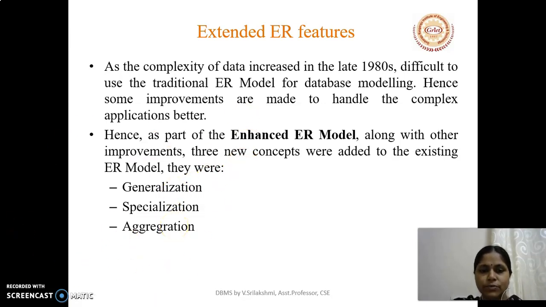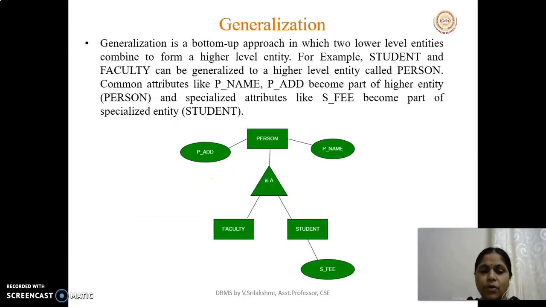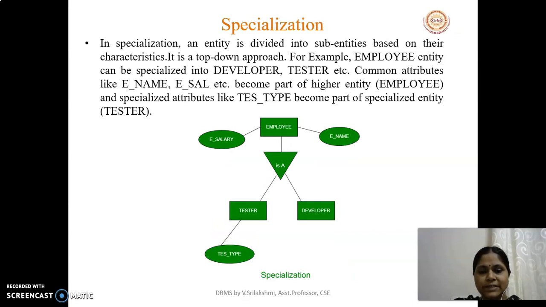So finally, to summarize, generalization is an extended feature where we are following a bottom-up approach. That is, from the lower level, we move towards the upper level. Faculty and student are the entities which are at the bottom, and they are moving towards the higher level entity, person. That is, faculty and student can be generalized to a person entity. Coming to specialization, employee is specialized into developer and tester.